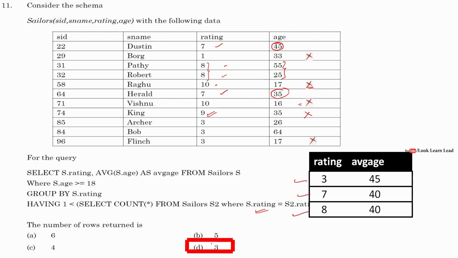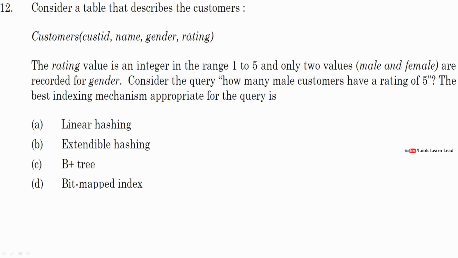Okay, next move on to the next question. In this question, a relation is given. Customers is a relation in which we have 4 attributes: customer ID, name, gender and rating. The rating value is an integer, and the range is from 1 to 5. It is fixed.